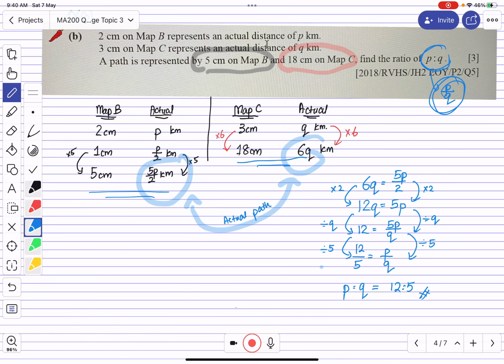Remember that when you are doing ratio, do not leave the answer as a fraction, but really in ratio form with the respective units on the left and right.